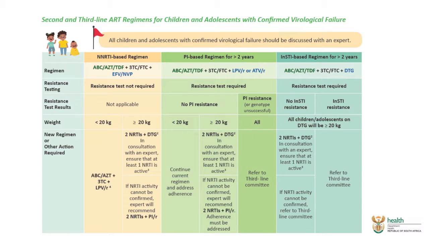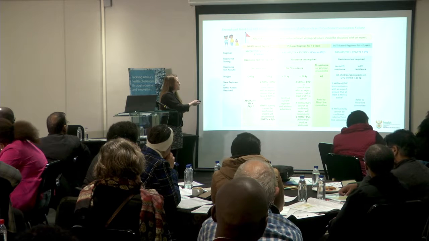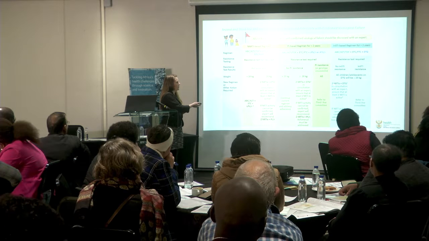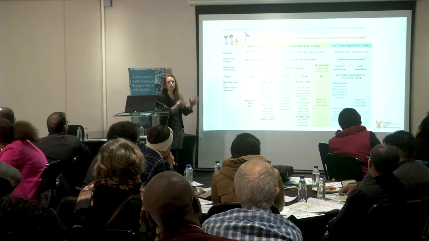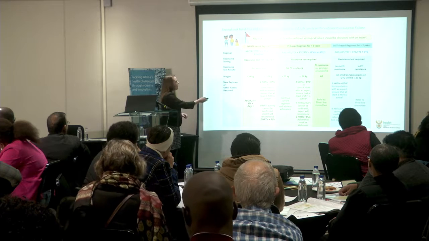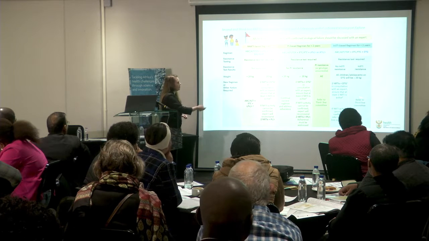Then, if they're on an INSTI-based regimen, so say dolutegravir, in children we are doing resistance tests. So in adults we said only by expert consult can we do a resistance test, otherwise we'll just follow the algorithm. In children we are doing resistance tests, purely because there are a smaller number of people and we can fit that into our budget. If there's no INSTI resistance, we can give 2 NRTIs and dolutegravir in consultation with the expert, who will find an active NRTI. If there is INSTI resistance, refer to third line committee.